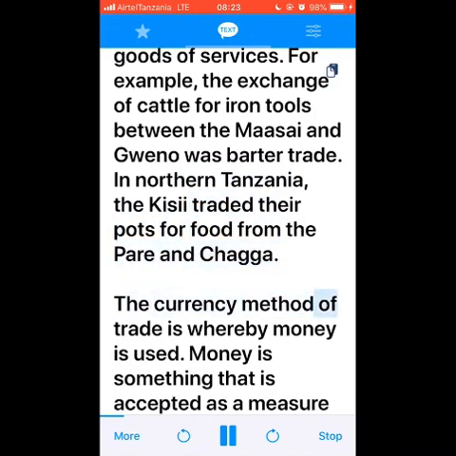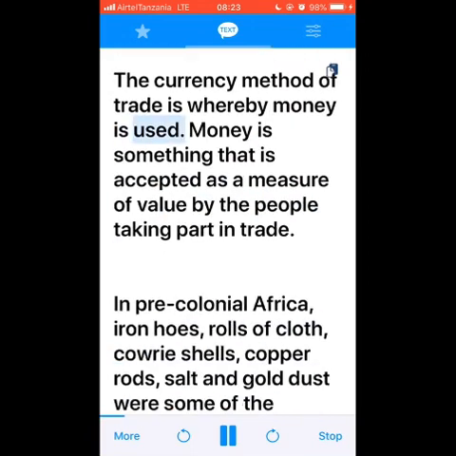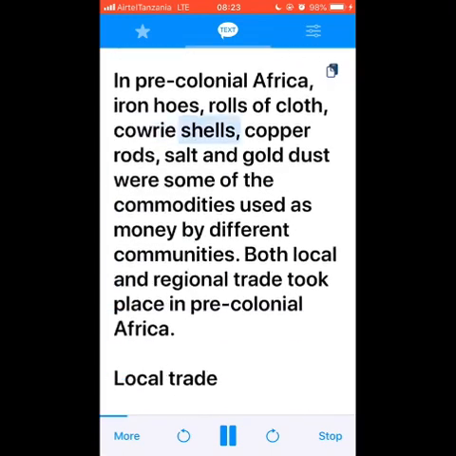The currency method of trade is whereby money is used. Money is something that is accepted as a measure of value by the people taking part in trade. In pre-colonial Africa, iron hoes, rolls of cloth, cowrie shells, copper rods, salt and gold dust were some of the commodities used as money by different communities. Both local and regional trade took place in pre-colonial Africa.